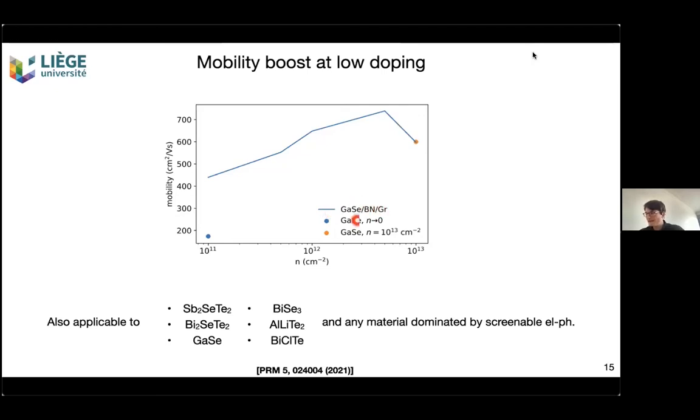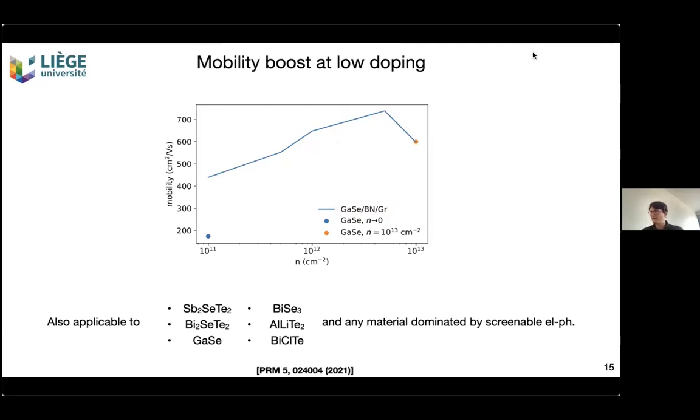In our van der Waals heterostructure, thanks to the graphene, we managed to keep a rather high mobility, because as we lose the intrinsic free carrier screening from gallium selenide, this is compensated by the free carrier screening from graphene that acts remotely, and we manage to stay at relatively high mobilities around 500-600 centimeters square per volt second.